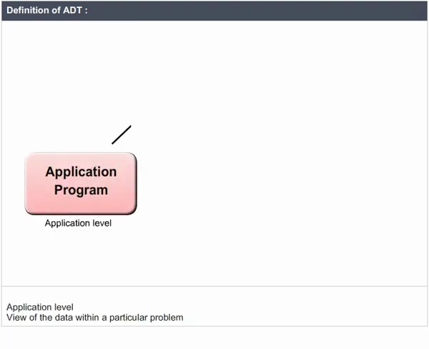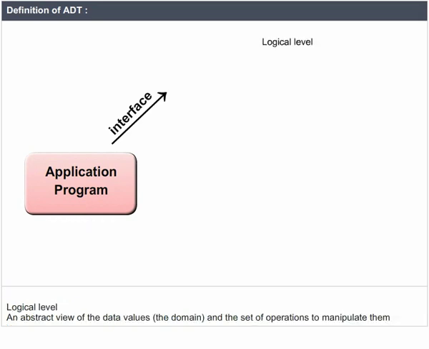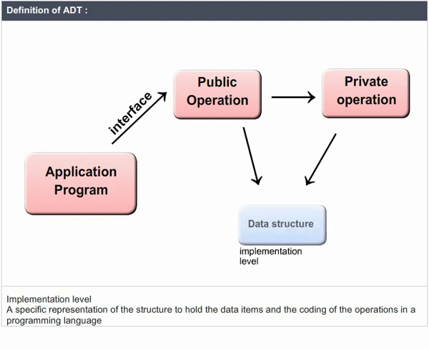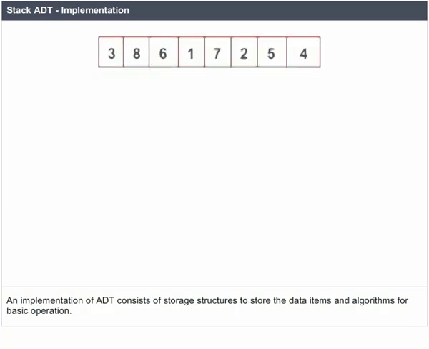In computing, we view data from three perspectives. Application level: the view of the data within a particular problem. Logical level: an abstract view of the data values, the domain, and the set of operations to manipulate them. Implementation level: a specific representation of the structure to hold the data items and the coding of the operations in a programming language.